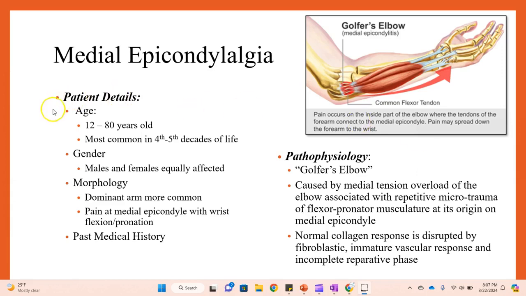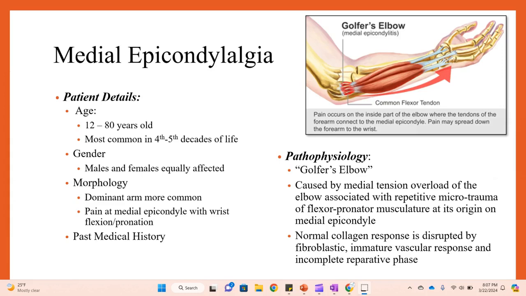This is going to be people from the ages of 12 to 80 years old, but I want you to hear me clearly: the most common is in the 4th and 5th decades of life, just like lateral epicondylalgia. We are going to see this in younger individuals, such as athletes, and maybe older individuals due to specific work capacities, and older people just might have a little more degenerative tissue. So just be aware that this can happen outside the 4th and 5th decades, but that's the most common. If you get a case study, it's more than likely going to say 4th or 5th decade of life, so be looking for that on any exams that you might do as well.